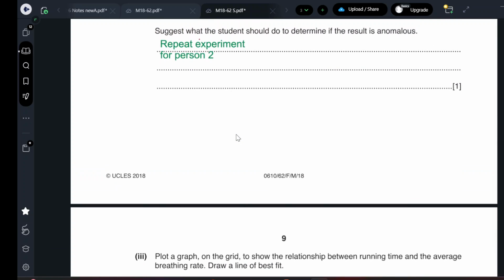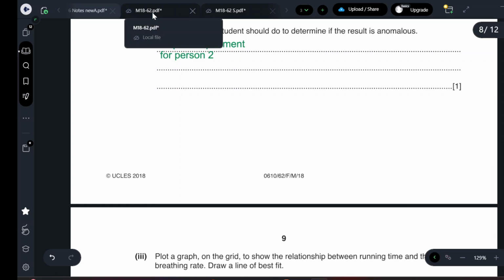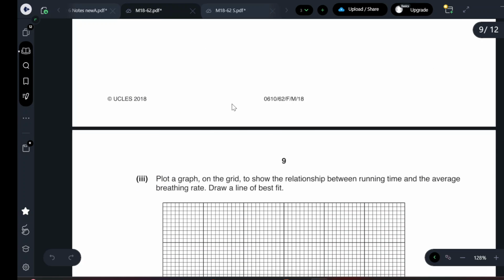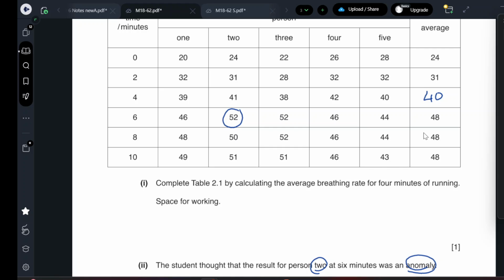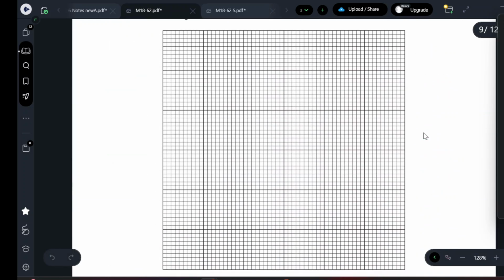Okay. Plot a graph on the grid to show the relationship between running time and the average breathing rate. Draw a line of best fit. What I put on the x-axis is the independent variable, the factor I changed, which is always on the left side. What I put on the y-axis is the results measured, which is the average, on the right side. Okay.